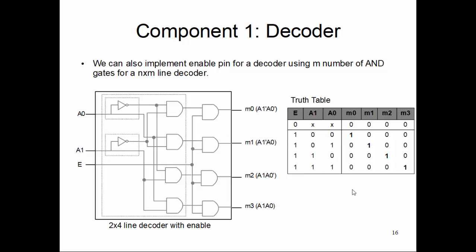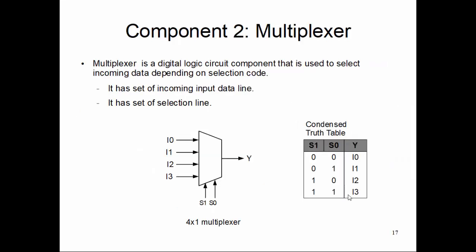Now let us discuss our second component, which is probably the most important component, and it is used everywhere inside a processor, everywhere. It's called a multiplexer. A multiplexer is a digital logic circuit component that is used to select incoming data depending on the selection code. So it's kind of a decision making element on the hardware. What is meant by that?